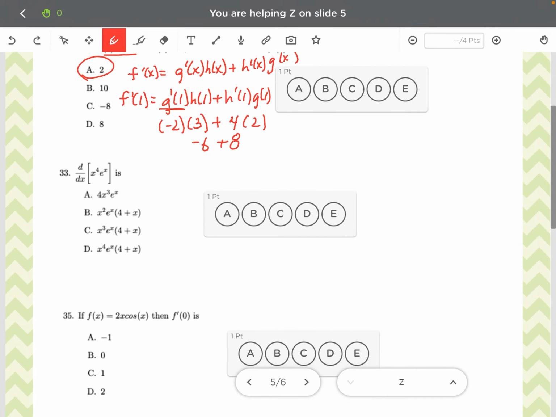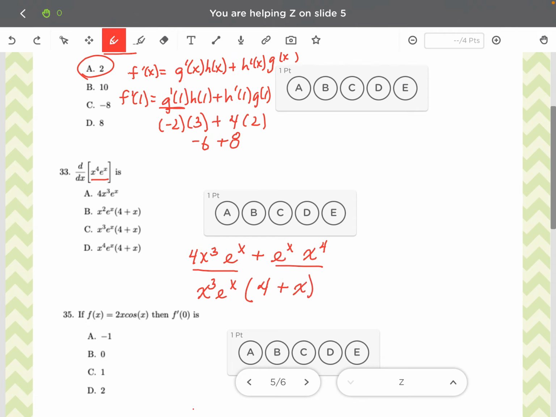Okay, next one, I need to find the derivative of x to the 4th times e to the x. So we need to use the product rule: derivative of the first times the second plus the derivative of the second times the first. Notice multiple choice, we always want to simplify it. So I see a GCF of x cubed and e to the x, so I'm going to factor that out. I'm left with a 4 and an x, so that matches up with the letter C.